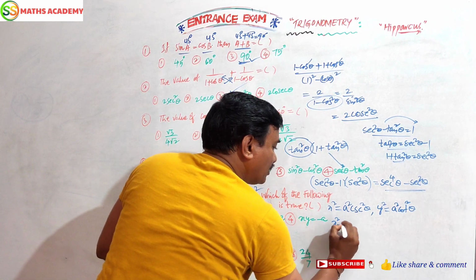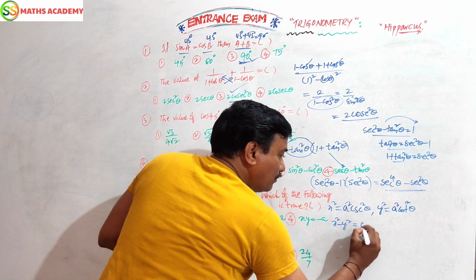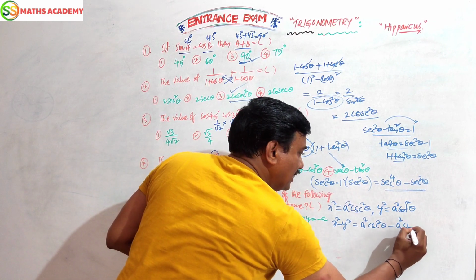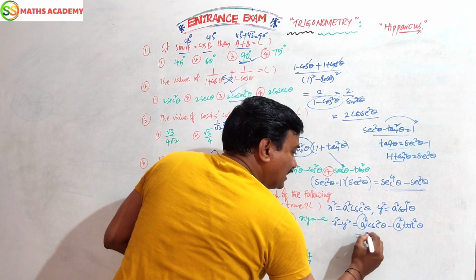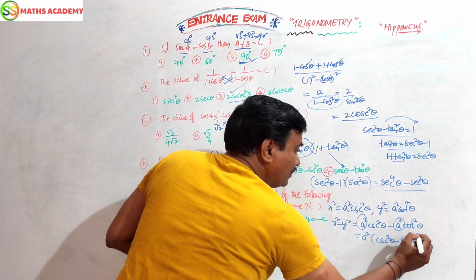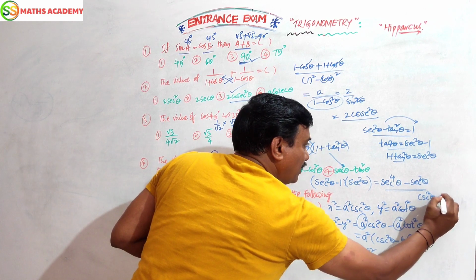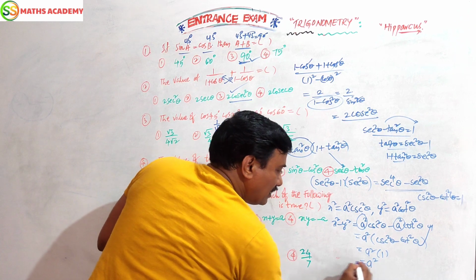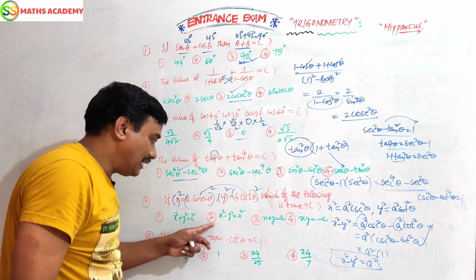Now I have to subtract it, the second equation from the first. Then x square, nothing but a square cosec square theta, minus y square, which is a square cot square theta. I take a square common from the right side. Inside we get cosec square theta minus cot square theta. This is the third identity, which equals 1. You substitute here. So a square into 1, a square. The final step: x square minus y square equals a square.